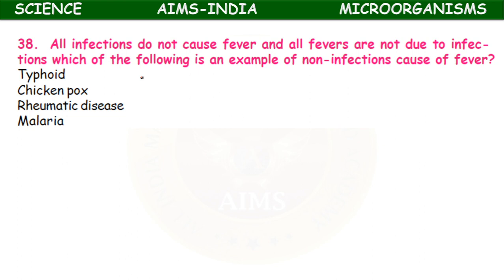Next, 38. All infections do not cause fever and all fevers are not due to infections. Which of the following is an example of a non-infectious cause of fever? Typhoid, chickenpox, rheumatic disease, malaria. So, it is the rheumatic disease, unbearable pain, which may lead to fever. Okay.